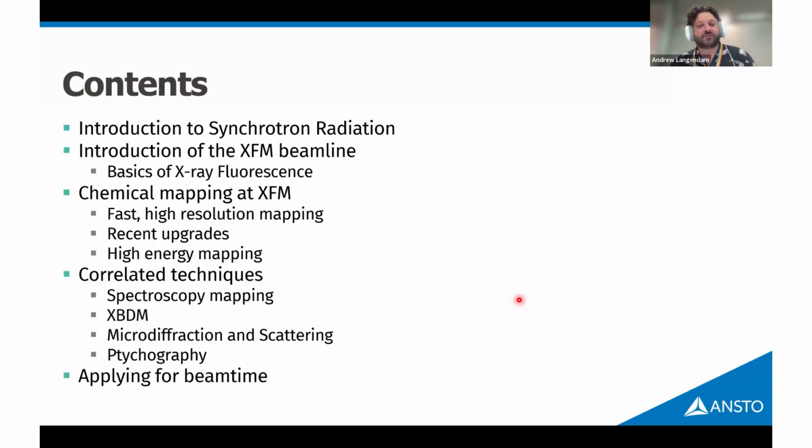But then I'll go into the chemical mapping that we mostly do here at XFM, and then I'll get into some of our correlated techniques. And you can see them listed here, but I'll go into detail into what all of those mean.